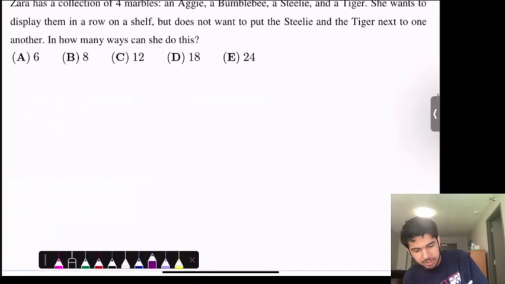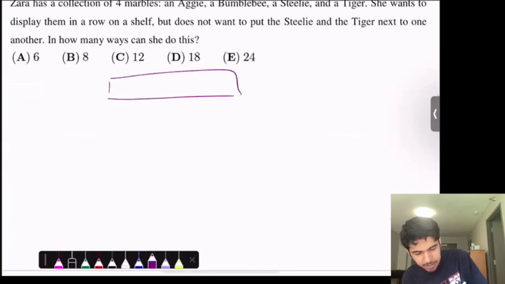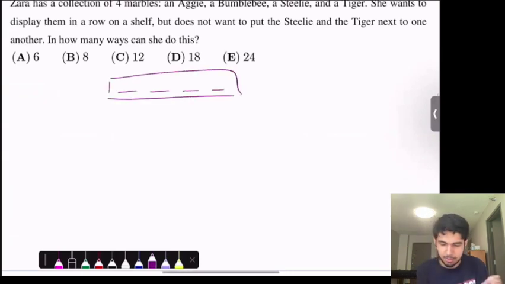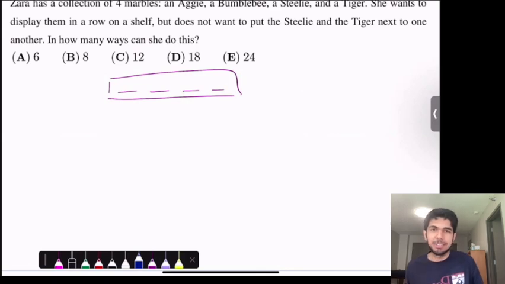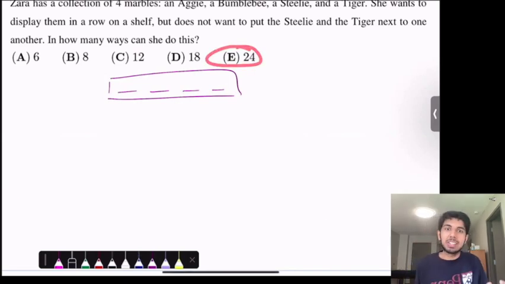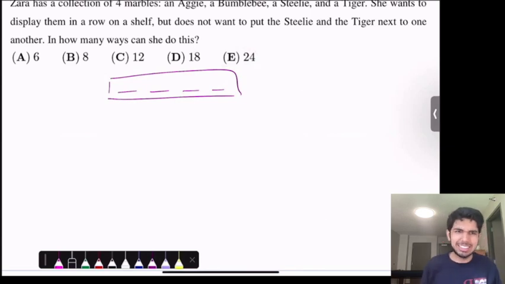So we can draw a little shelf here, and then there's 4 spots for these 4, whatever they're called, marbles. And we have this constraint that the Steely and the Tiger can't go next to each other. Okay. So, there's a couple of things we can do. We can brute force this out, and perhaps that's doable because from the answer choices we know that the maximum possible answer is 24, so that seems doable. Or we can use some little advanced counting techniques.